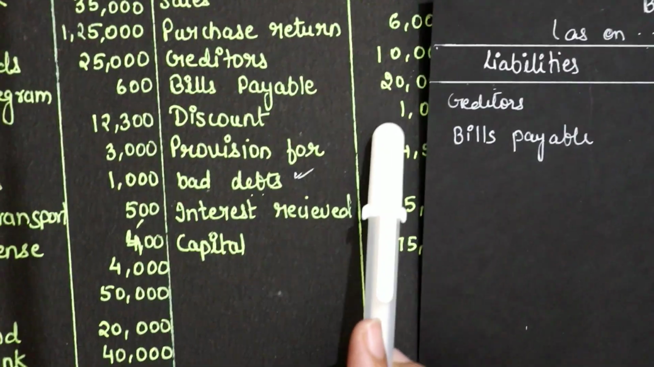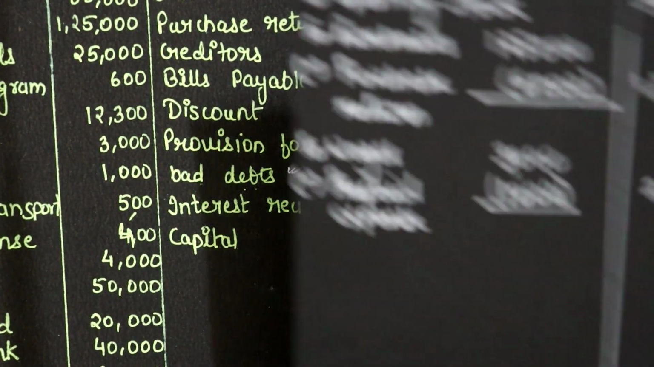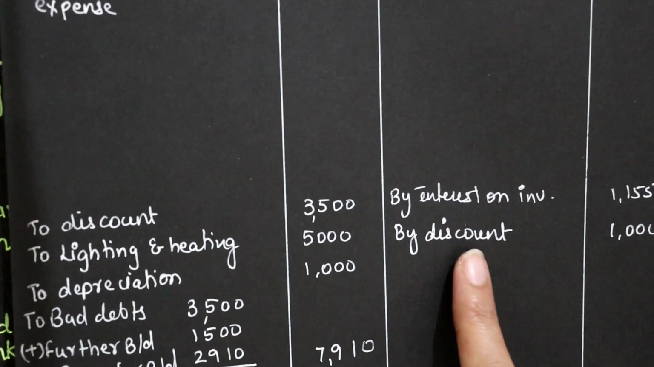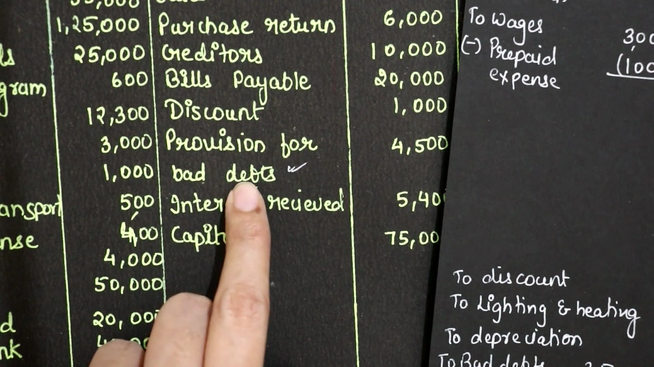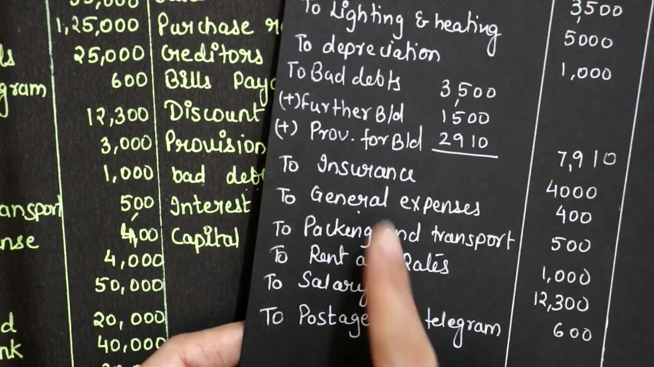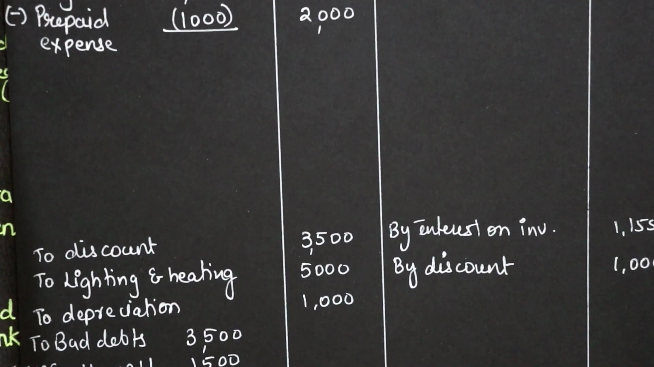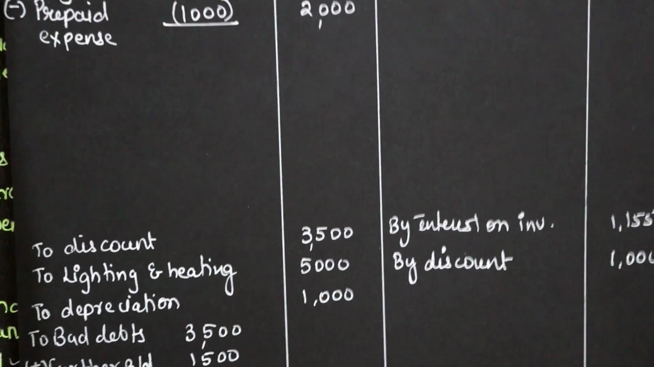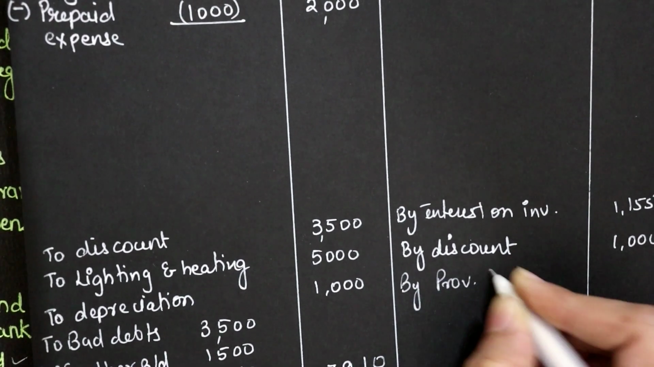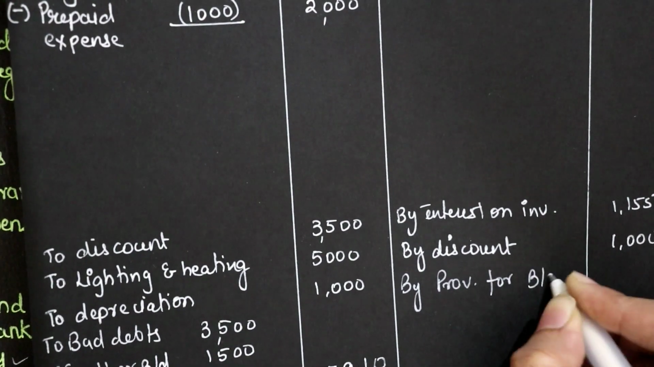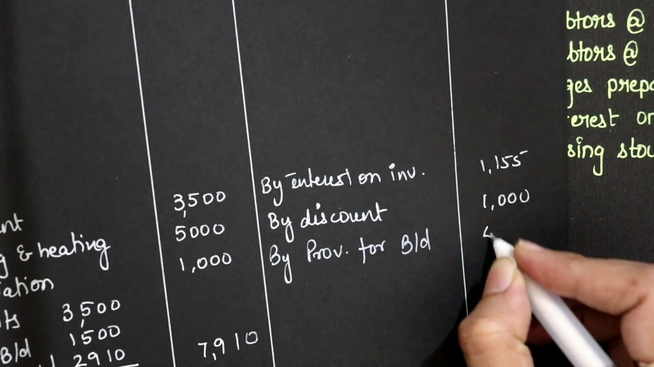Discount will be shown on the profit and loss account credit side since it's a gain to the firm. So we have written here discount. Then we have provision for bad debts. Provision for bad debts, we did not adjust this with the bad debts on the debit side. So we will write it on the credit side of profit and loss account by provision for bad debts. This is 4,500.